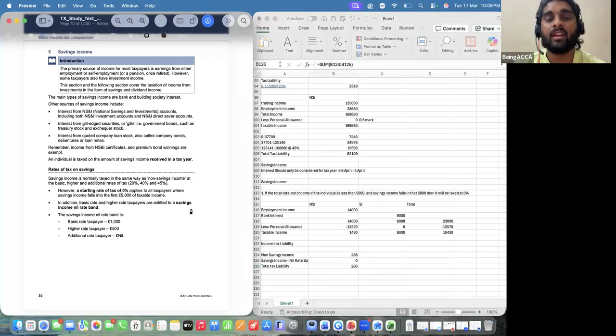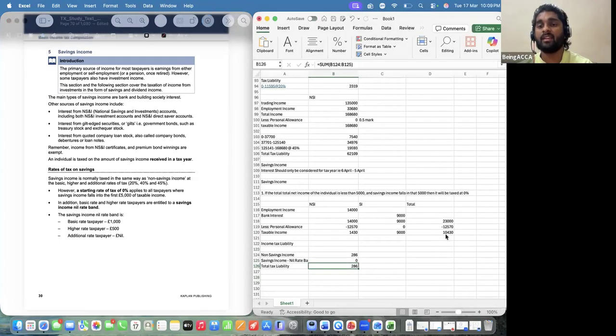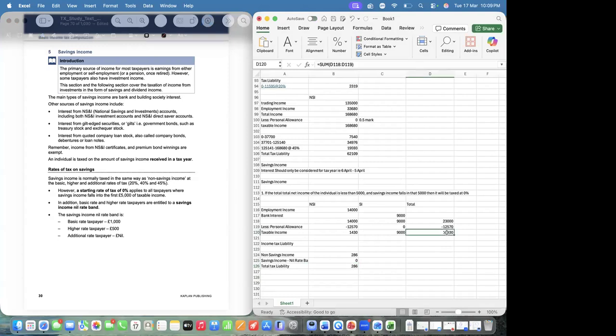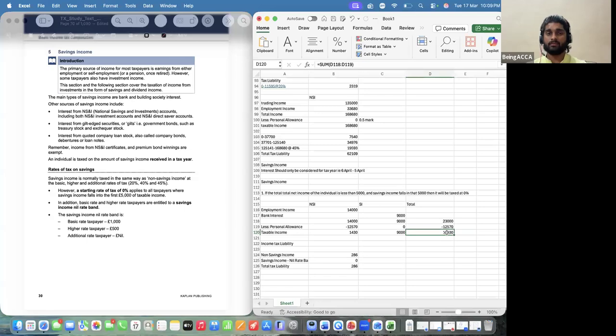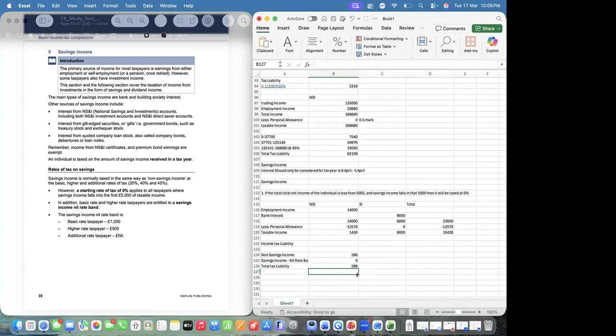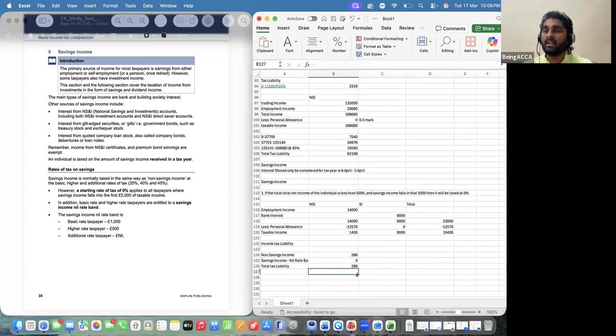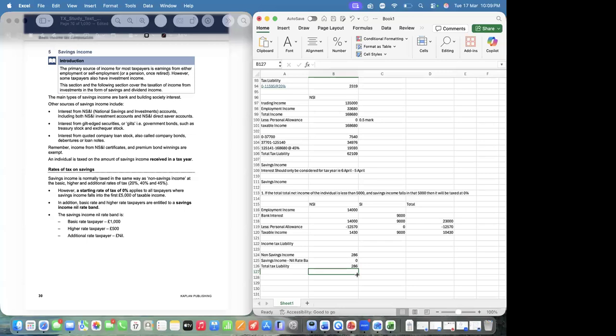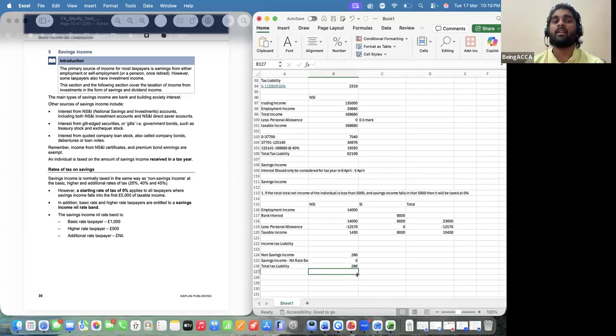Next, we have our savings income nil rate band. Now, what kind of taxpayer is he? Is he a basic rate taxpayer or a higher rate taxpayer? Basic rate taxpayer, correct? When they are a basic rate taxpayer, the first 1,000 of their savings income is taxed at 0%. If they are a higher rate taxpayer, the first 500 of their savings income is taxed at 0%. And if they are an additional rate taxpayer, they do not have any nil rate band.